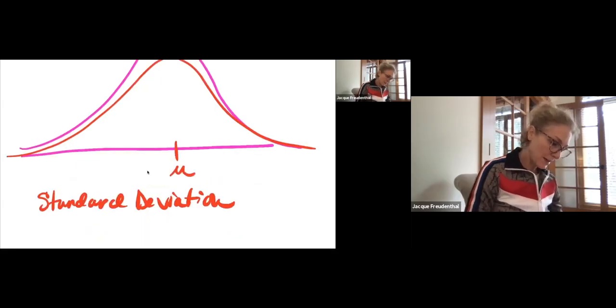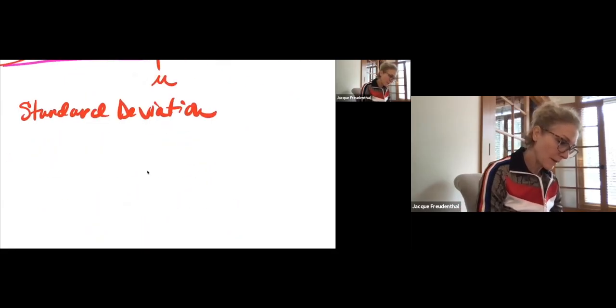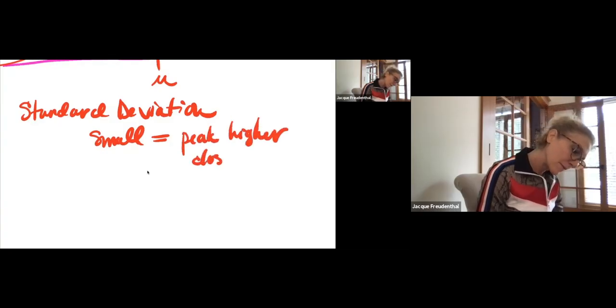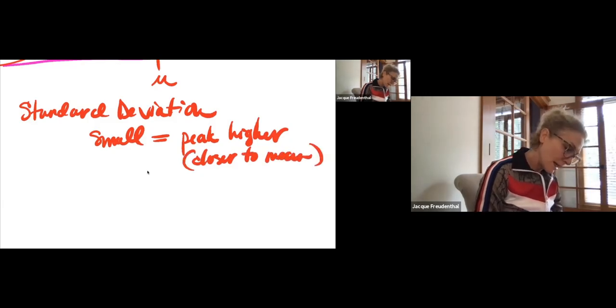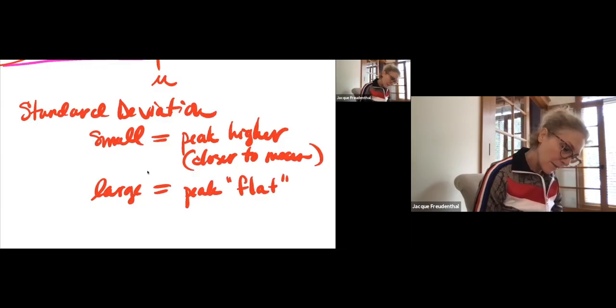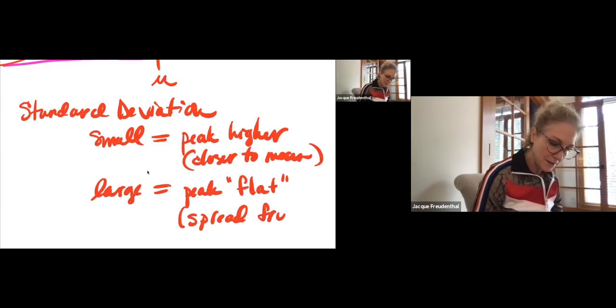Okay, one more picture. Let me just, I guess I should write this. Small standard deviation indicates that the peak will be higher because the values are closer together. The data values are closer to the mean. If the standard deviation is large, then your peak will be more flat because the data values are spread further from the mean.